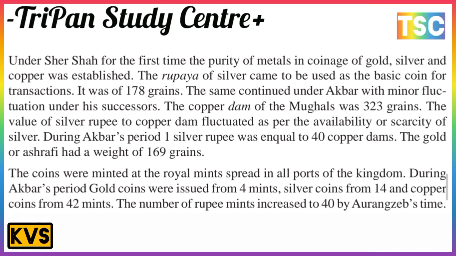The gold ashrafi had a weight of 168 grains. The coins were maintained at the royal mints spread across all the ports of the kingdom. During Akbar's period, gold coins were issued from 4 mints, silver coins from 14 and copper coins from 42 mints. The number of rupee mints increased to 40 by Aurangzeb's time.